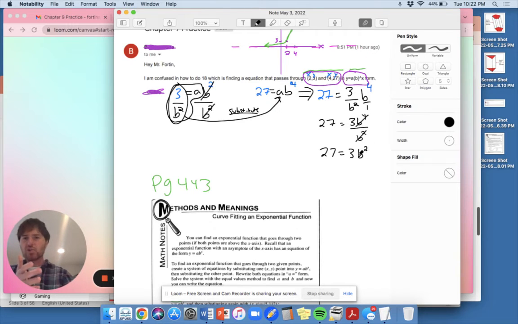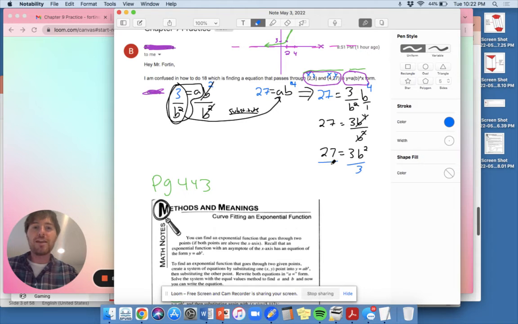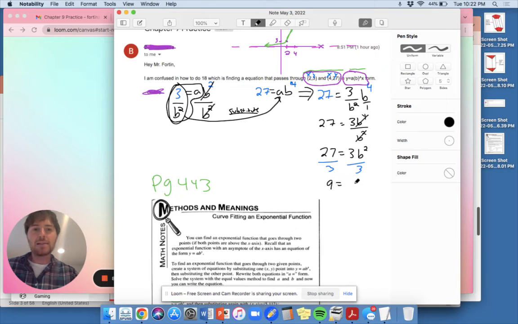So B squared, do I want to take the square root yet? No, I don't, because I don't want to take the square root of 3. That's really, really ugly. I also don't want to take the square root of 27. That's not a perfect square, but let's check it out here. So what can I do instead? I can divide by 3, and I can get myself 9 is equal to B squared, and what's going to get me B now? That's right.